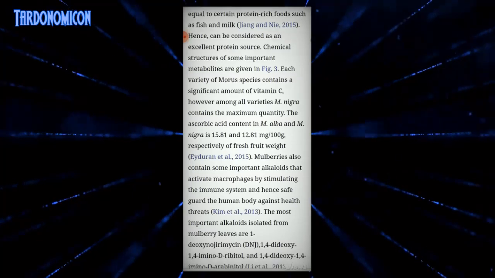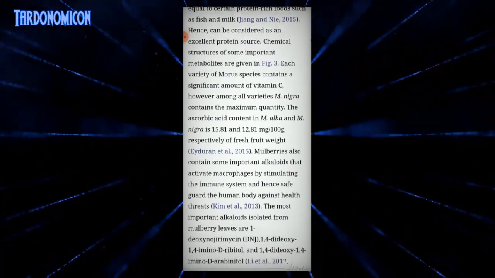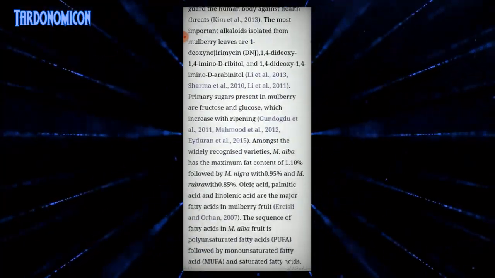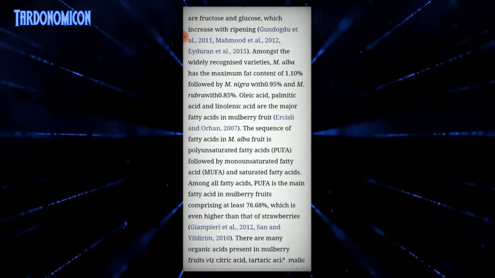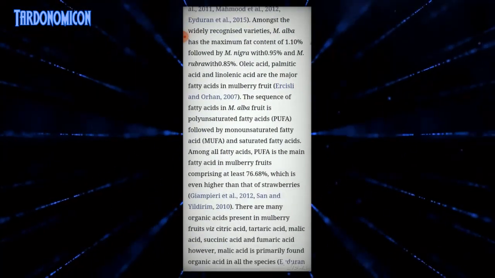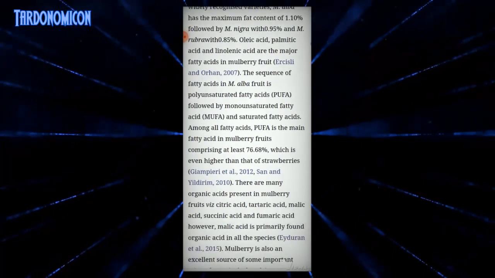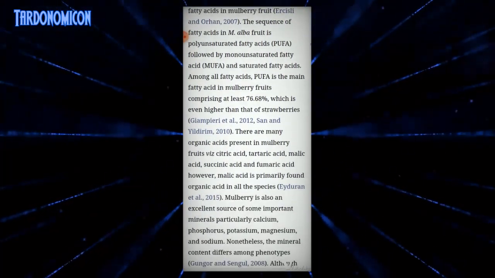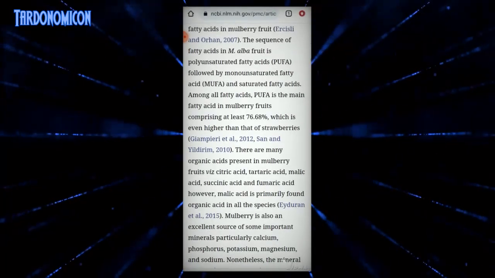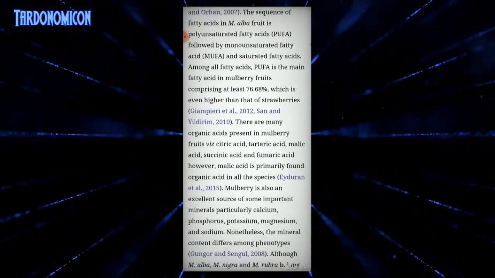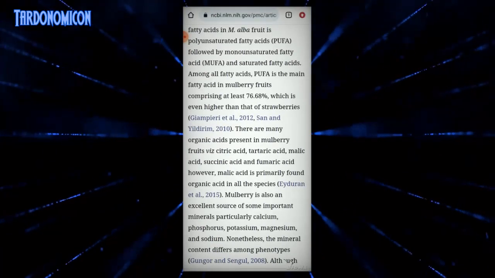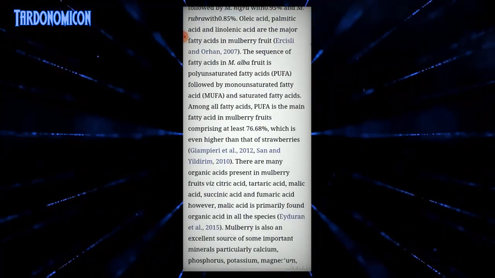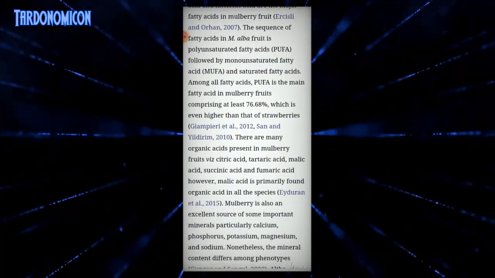Chemical structures of some important metabolites. Okay. Let's see here. So the sequence of fatty acids is polyunsaturated, followed by monounsaturated fatty acids and saturated fatty acids. Among all fatty acids, the PUFA is the main fatty acid in the mulberry fruit. So that means polyunsaturated fatty acids are the primary source of fat in the fruit.